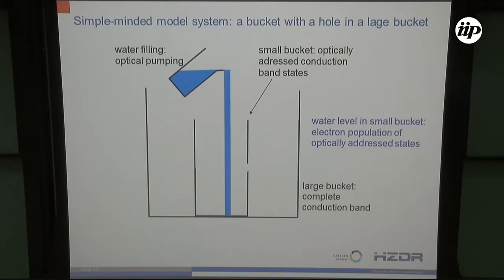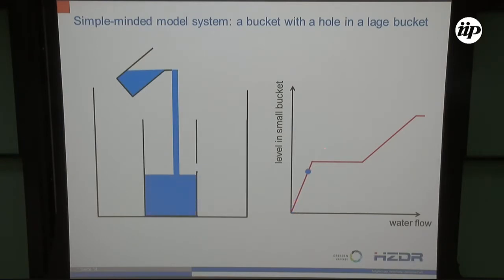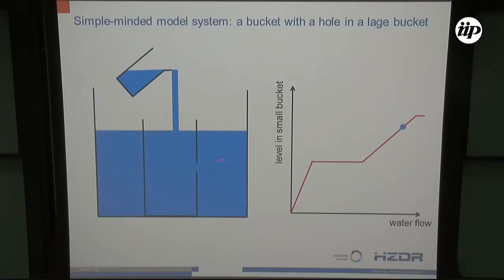Imagine a small bucket. This should be the optically addressed states in the graphene. And because we have Coulomb scattering, when we fill these states, let's make some hole in this bucket. And then it's sitting in a larger bucket, which should be the whole conduction band. And now we pour water into it, which should indicate the occupation in this inner level. And you see we fill it up in a stepwise fashion. And here you can look again at the filling of this inner level. So it first goes up, when it saturates. When it again goes up, when we start backfilling into it. So you see our naive model gives us this double saturation thing.